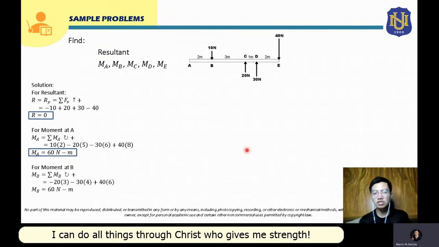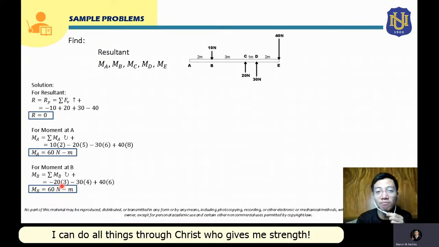So from here, we can actually draw a conclusion, right? Since we can see that our resultant is equal to 0 and our moment at A and moment at B are equal, tentatively, we can say that our force system is actually a couple. So it can be reduced into a couple.